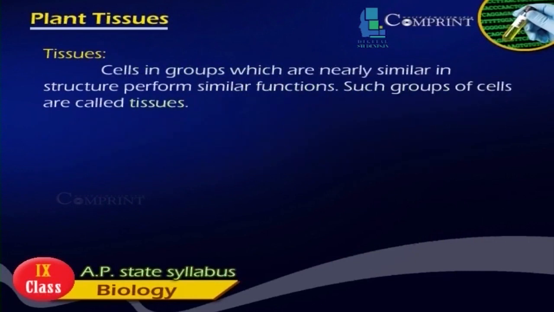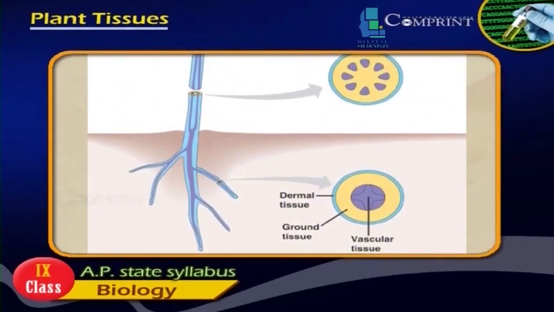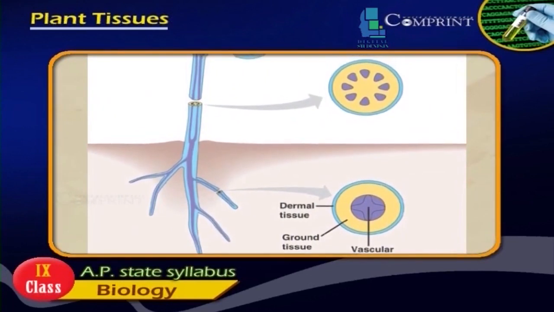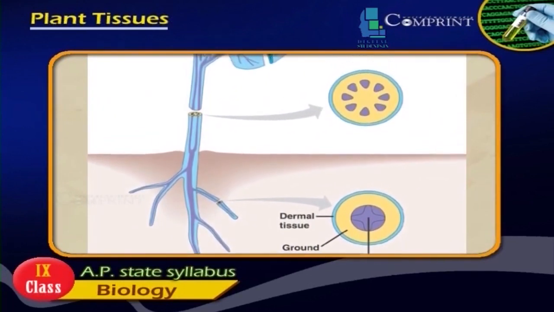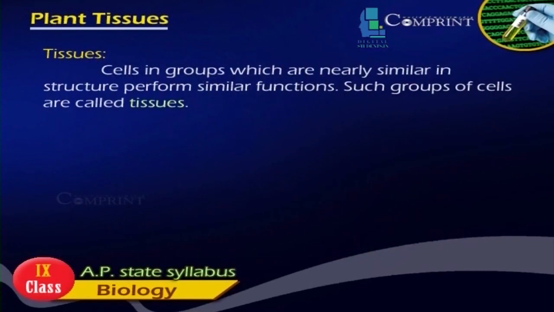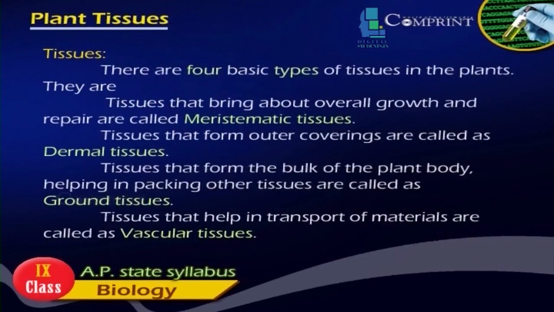Tissues. Cells in groups which are nearly similar in structure perform similar functions. Such groups of cells are called tissues. There are 4 basic types of tissues in the plants.